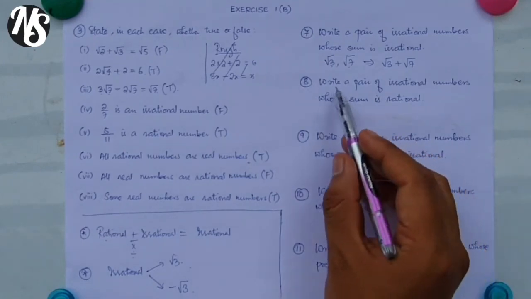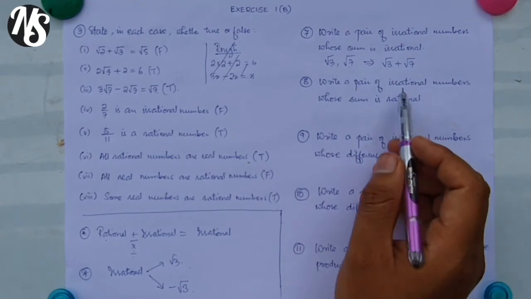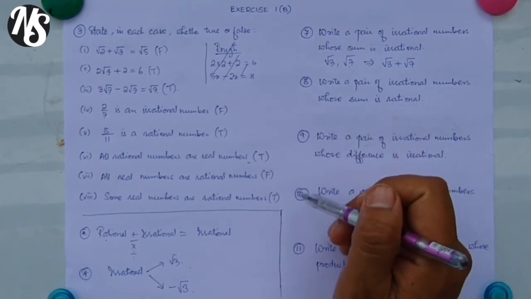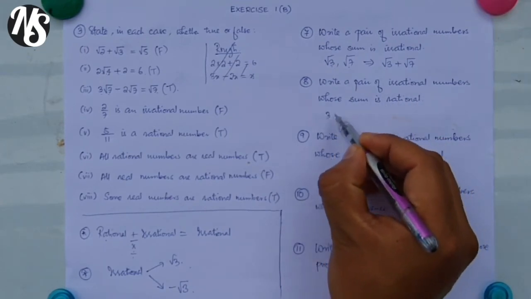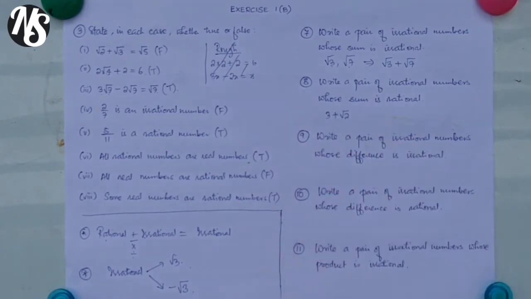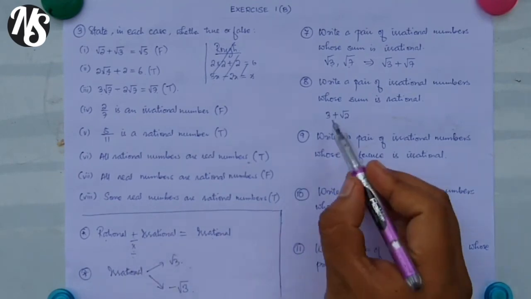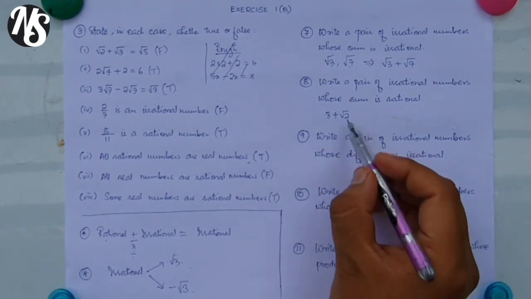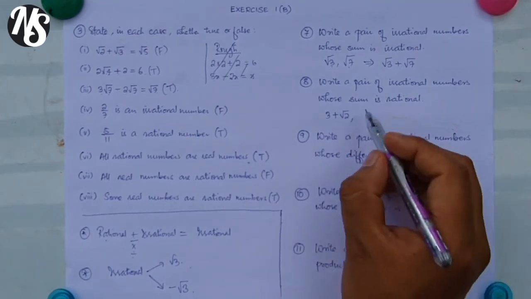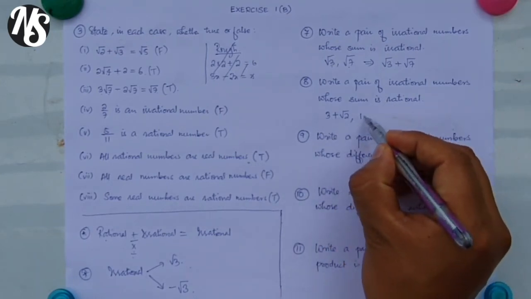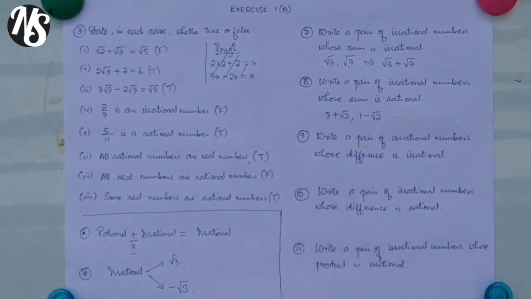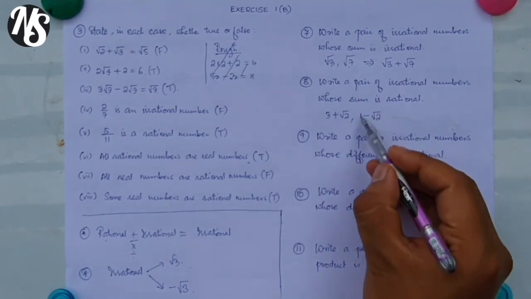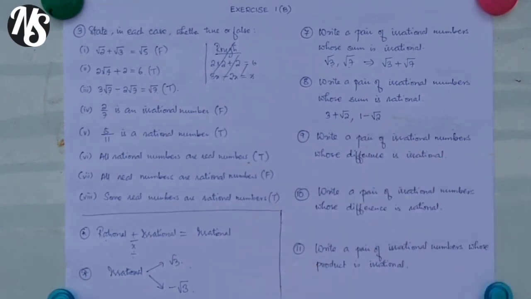Now the question is asking you to find a pair of irrational numbers whose sum is going to be a rational number. So let's say 3 plus root 2. Now tell me whether this is rational or irrational. This is obviously irrational. You know why? Because we have rational plus irrational is always irrational. So this is one irrational number. Let me take another irrational number to be 1 minus root 2. Rational minus irrational will also be irrational.